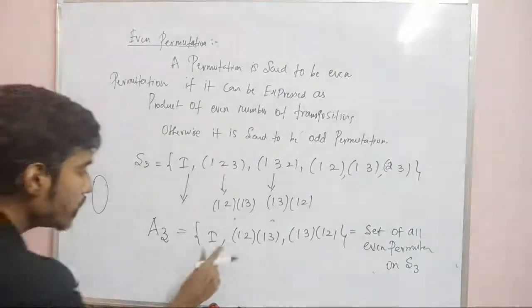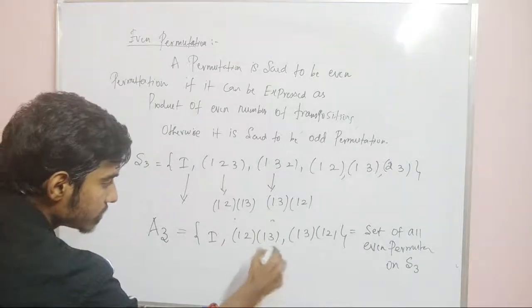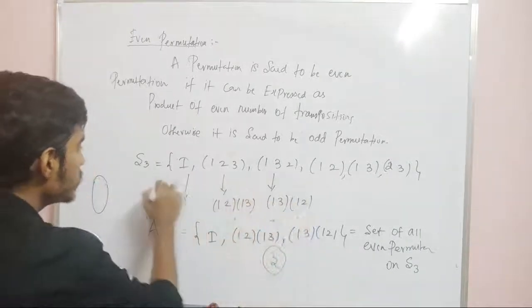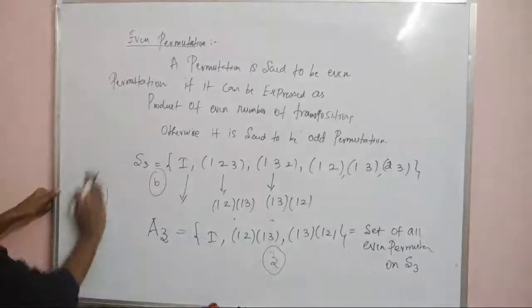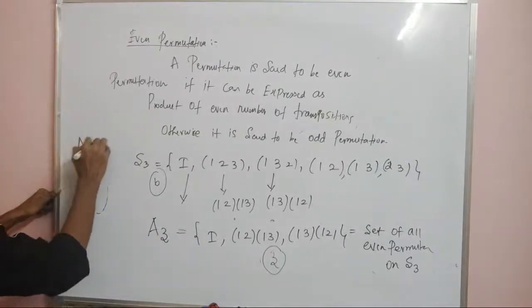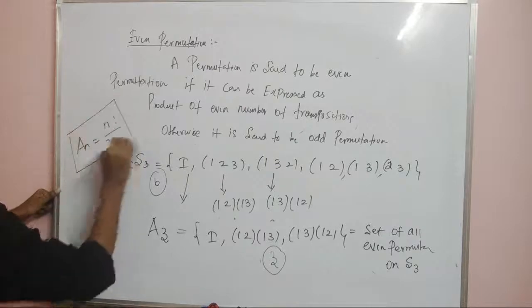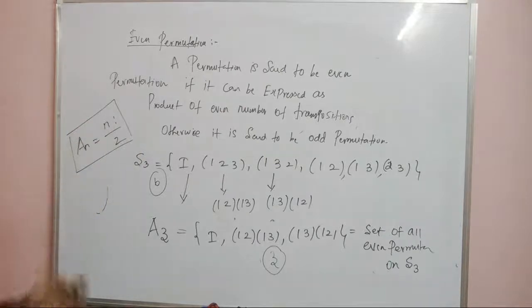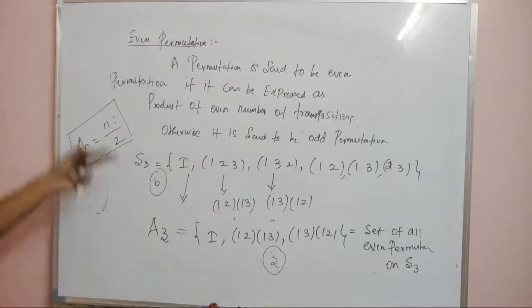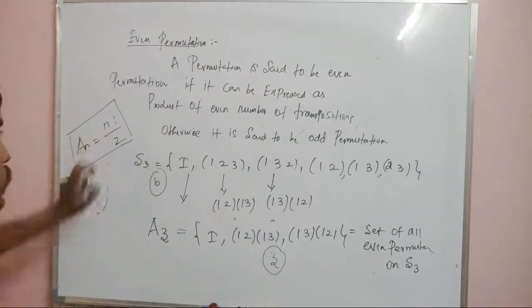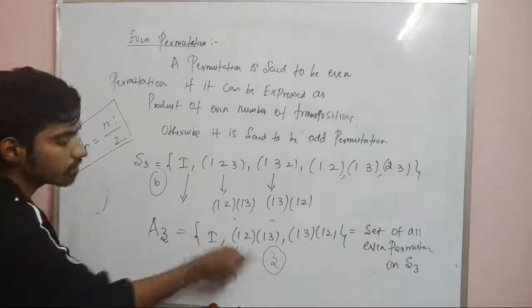Now we can see how many elements are here. We have 3 elements. How many elements are in S3? We have 6 elements. So in general the number of elements in An will be n factorial by 2. Important result: the number of elements in An, that is the set of all even permutations, will be the number of elements in Sn divided by 2, that is n factorial by 2. So we have 6, we have 3.